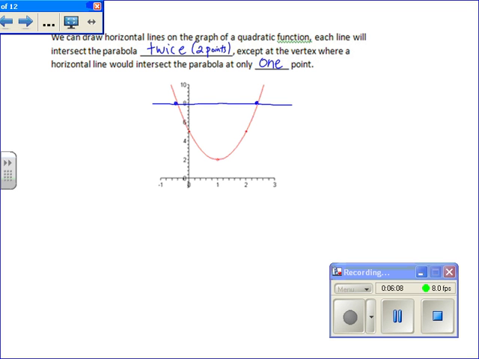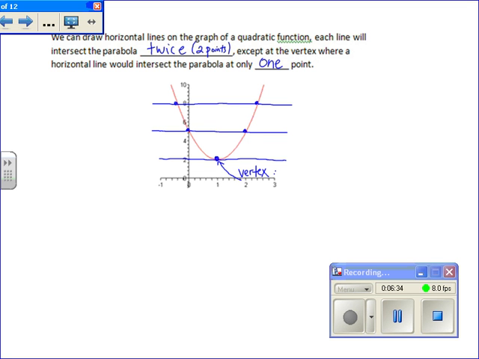I could do it again, let's say right here, around y equals 5. And again, it intersects my parabola twice, so there's the same value of y for 2 different points. There's only going to be one place, and it looks to me like it's right around 2 here, where if I drew a horizontal line, it would only intersect my parabola once. And so that would be the vertex right there.